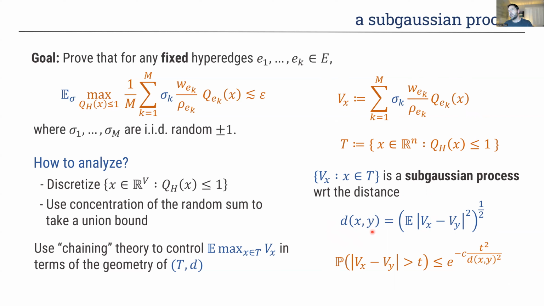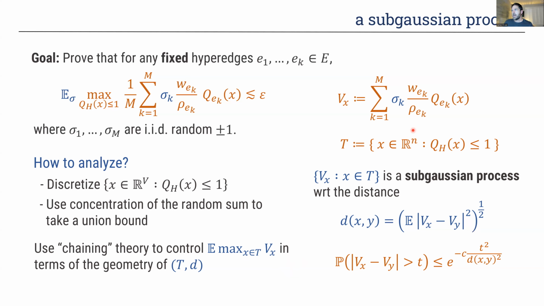Okay, and so what it's going to do is reduce the problem of analyzing this expected maximum to analyzing the geometry of this index set. So this is the set of things with energy at most 1 under this metric D, where the distance between x and y is basically the standard deviation of the absolute value of Vx minus Vy. Okay.